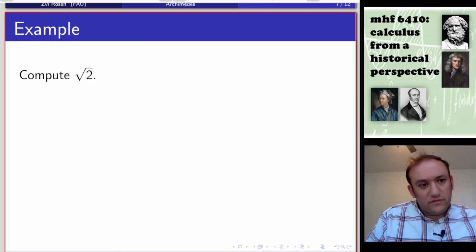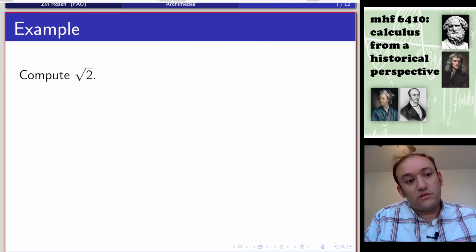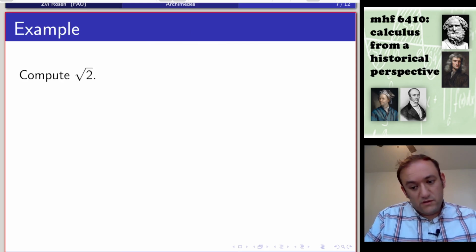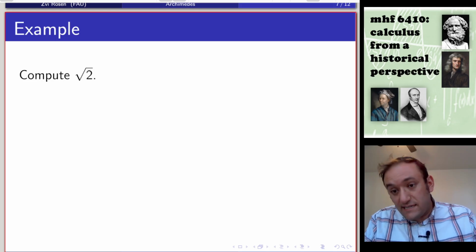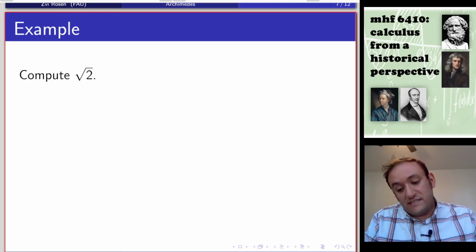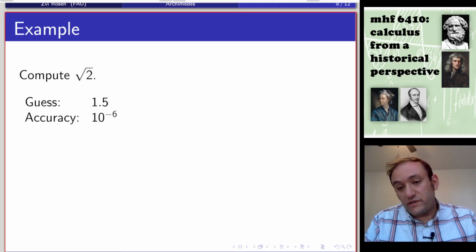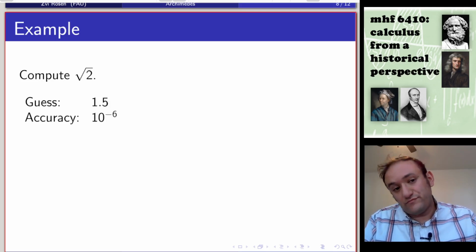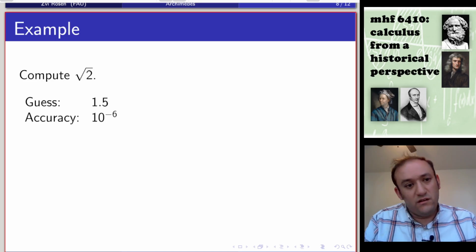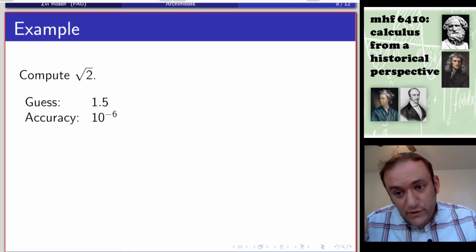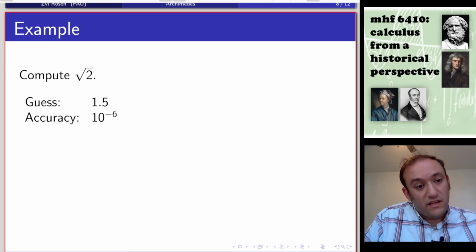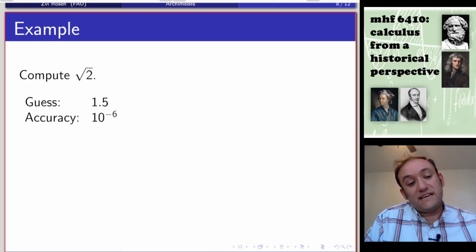Okay, let's see an example of this. Let's say we want to compute the square root of 2. We always need a first guess and a desired level of accuracy. So we're going to guess 3/2, right? We know the square root of 2 is bigger than 1. We know it's smaller than 2, so 3/2 is a good place to start. And we want accuracy 10 to the minus 6.